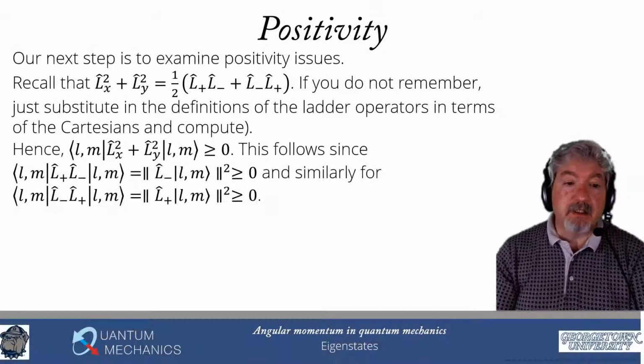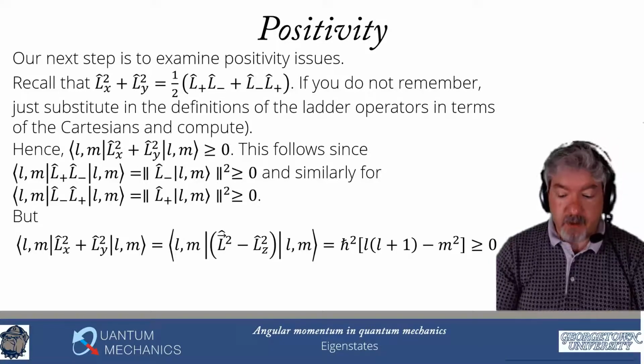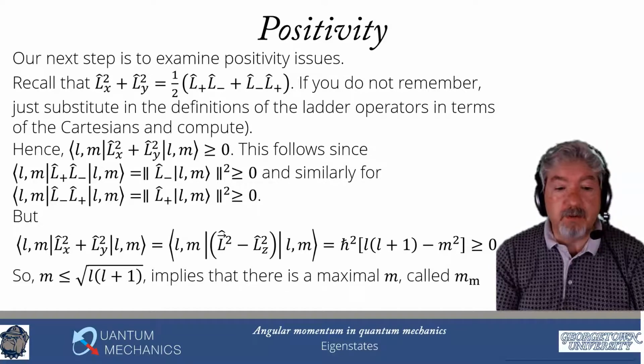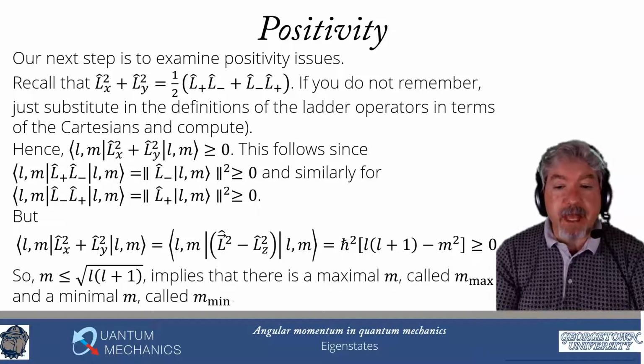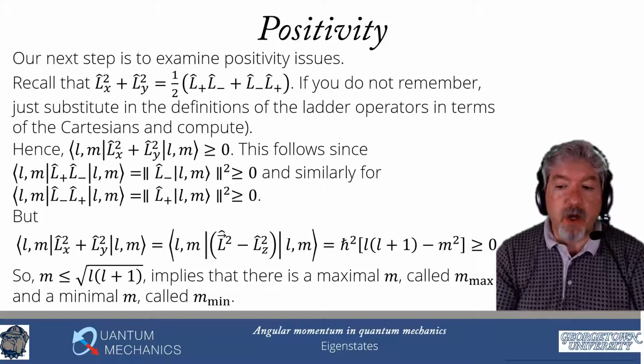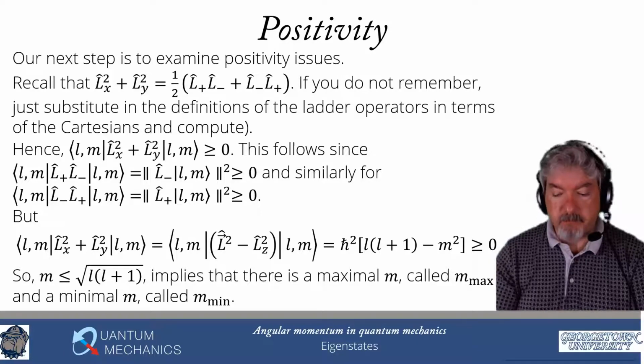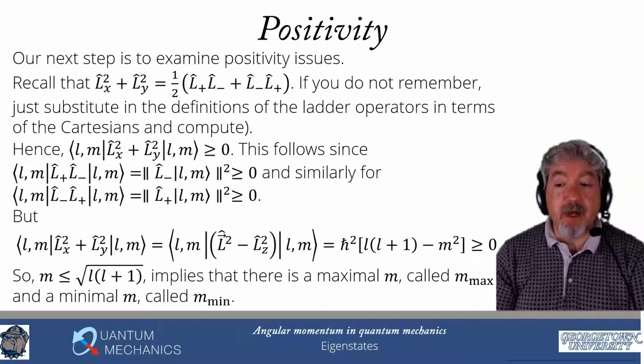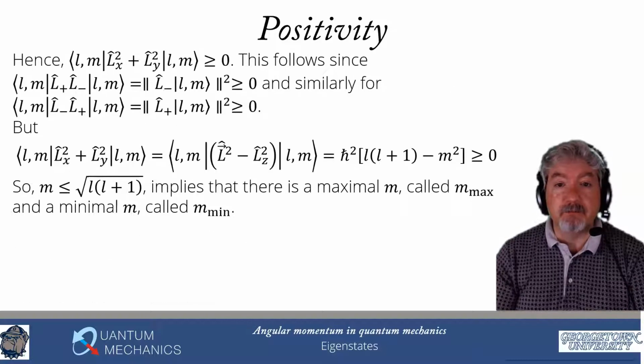Well, now that tells us then that m is less than or equal to the square root of L times L plus 1. And that means that there's a maximal m. We're going to call that maximal m sub max. And there's similarly a minimal m, because I can't lower below some lower number. Otherwise, the square of that number is going to get to be too large. We'll call the minimal one m sub min. Okay, so positivity has told us that the m eigenvalue has a maximum and a minimum value to it.